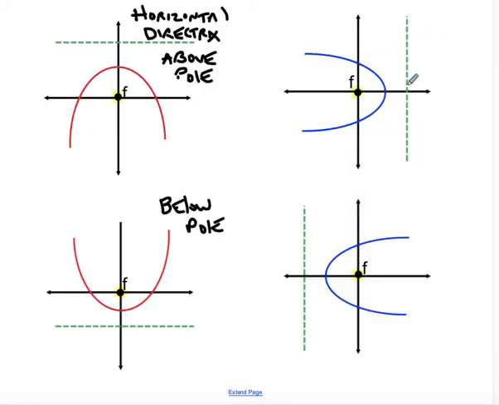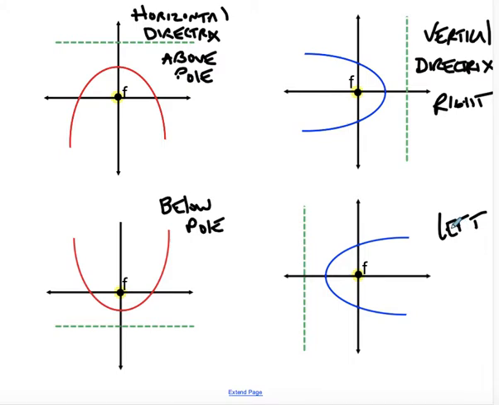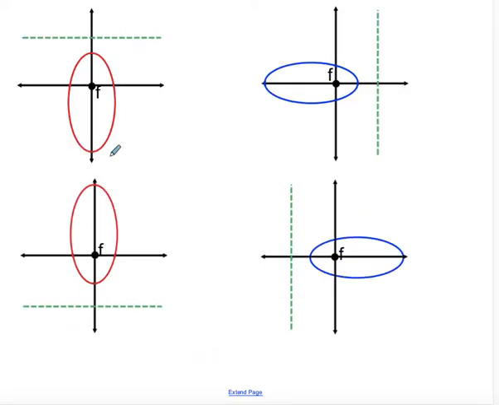And then you could also have a vertical directrix. And that could either be to the right of the pole, or it could be over here to the left of the pole. So if it's to the left, it's going to have a minus sign. If it's to the right, it's a plus sign. If it's above, that's a plus sign. If it's below, that's a minus sign.